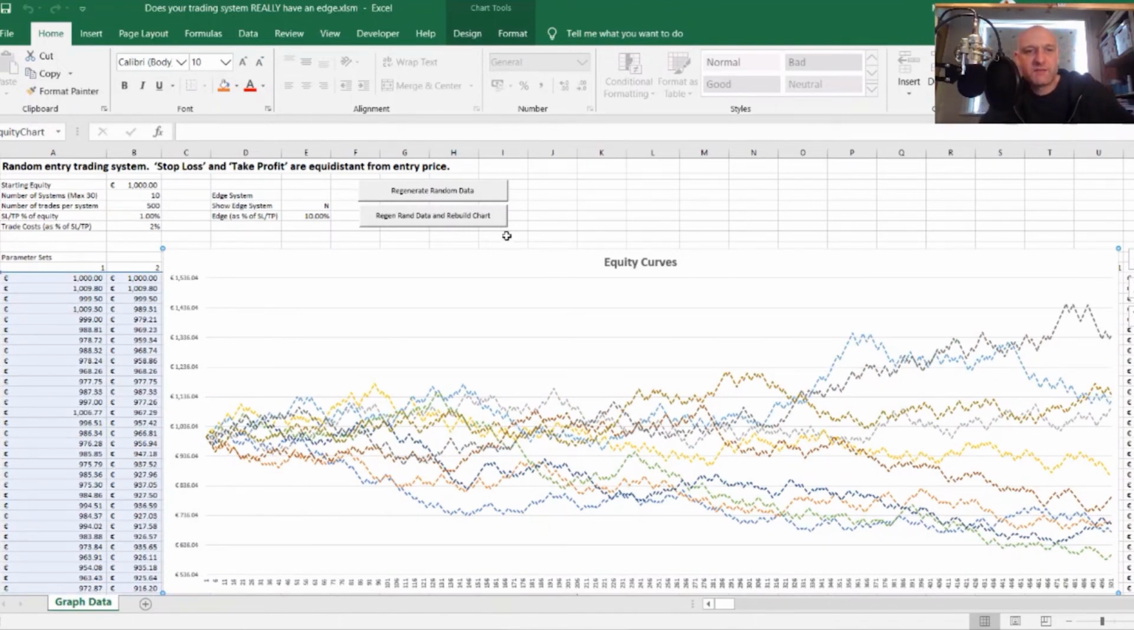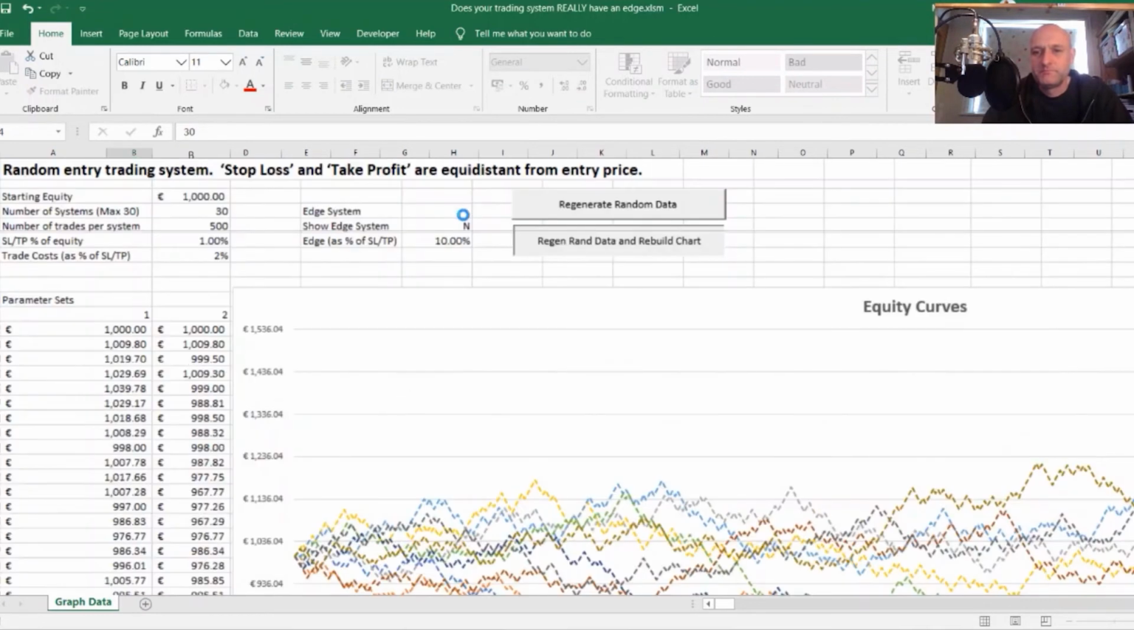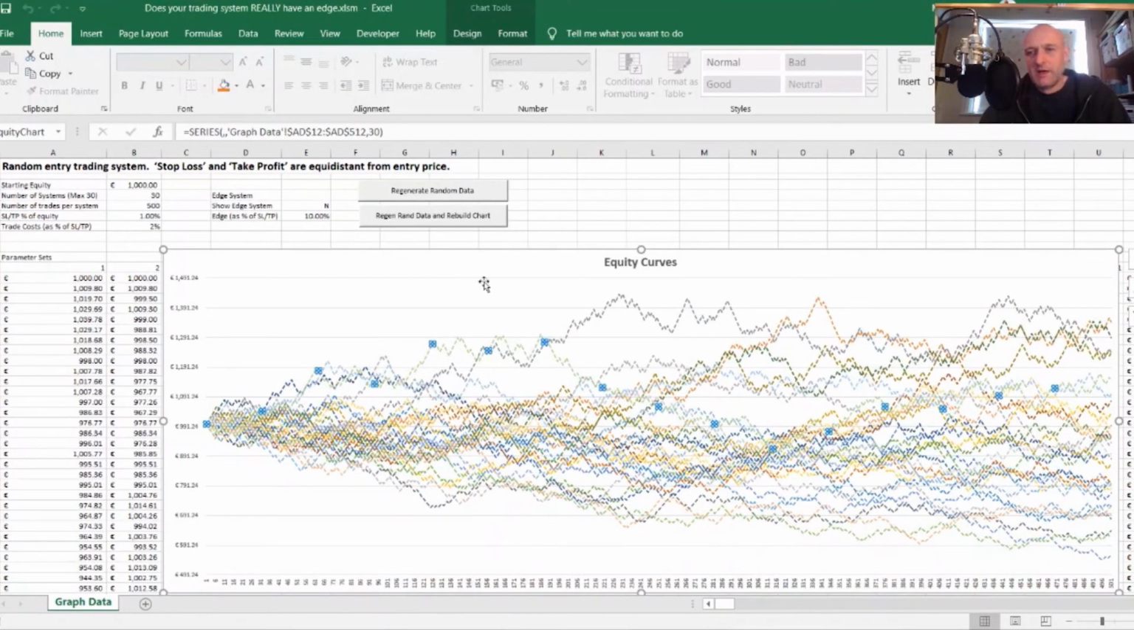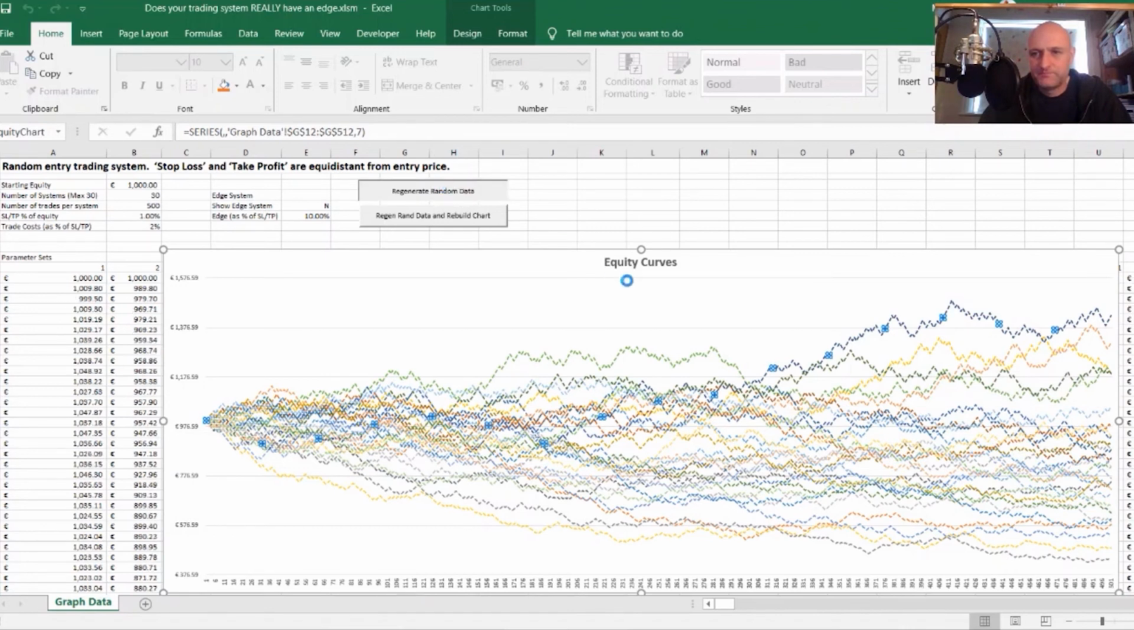The problem gets even worse when we increase the number of systems. So we're going to go to 30 now. And so now we usually get maybe 2, 3, 4 systems that all look as though they exhibit the characteristics of some kind of system with an edge.